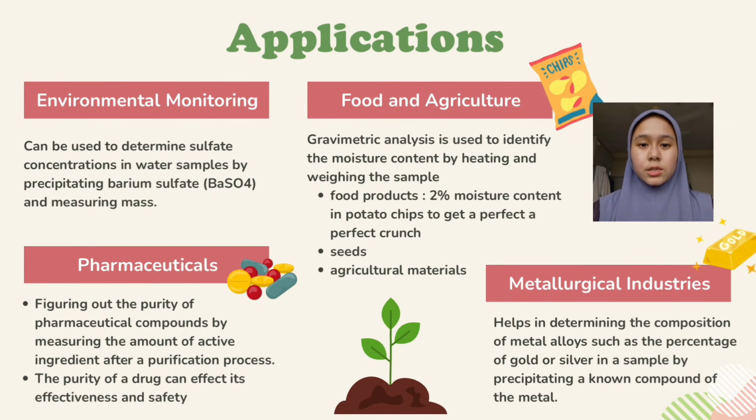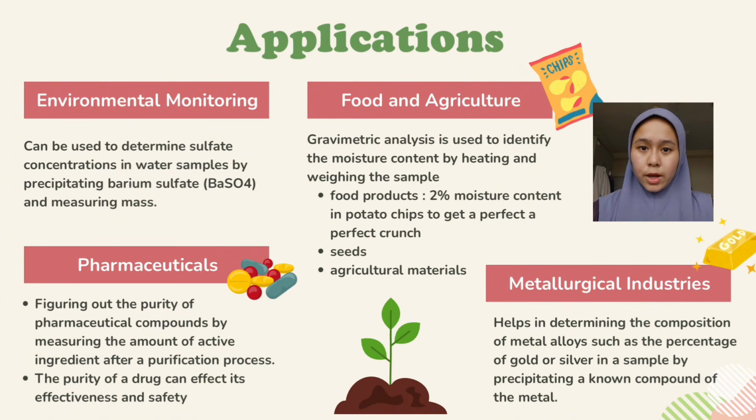These are the applications of gravimetric analysis. The first one is environmental monitoring. It can help us to determine the sulfate concentration in water samples by precipitating barium sulfate and measuring its mass. The next one is pharmaceuticals. We can figure out the purity of pharmaceutical compounds by measuring the active ingredients of the sample after the purification process, since the purity of a drug can affect its effectiveness and also safety.